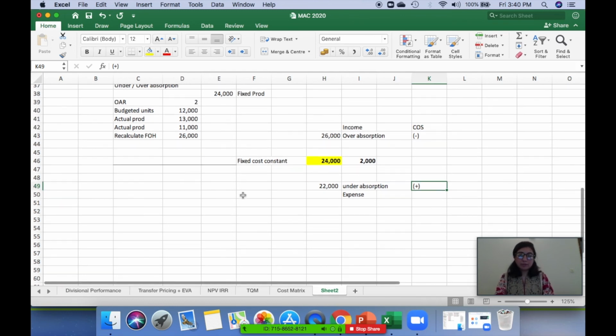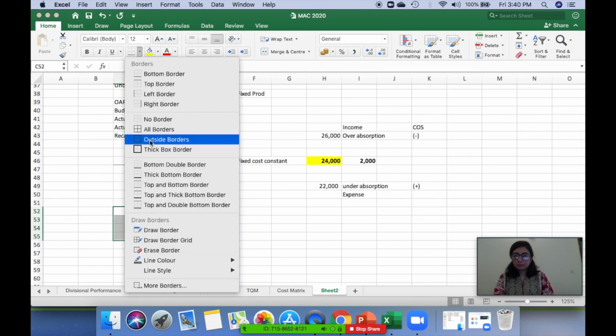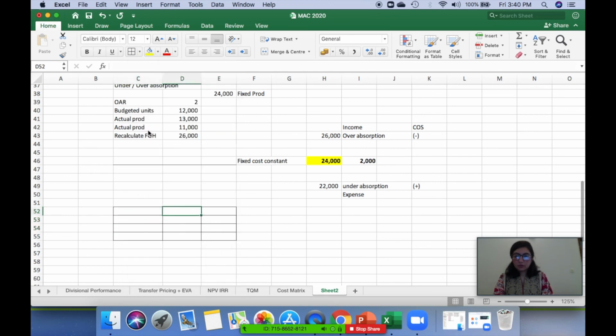So this can be explained in a table, and the table can be made here. So I'm going to make a small table here. So we have cost of sales impact, then we have overabsorption. So overabsorption means what type it is. Overabsorption is an income which has to be reduced from the cost of sales.